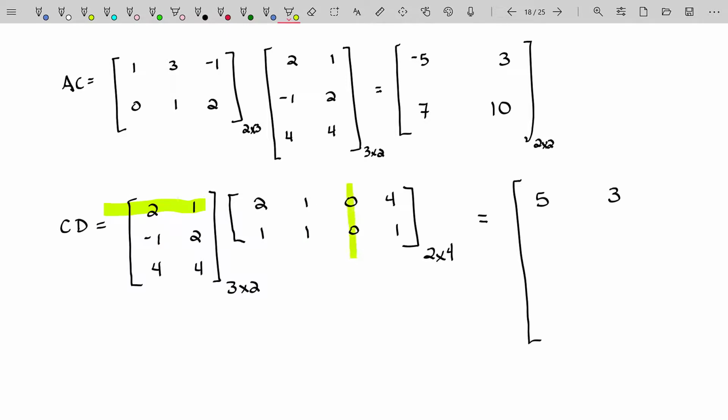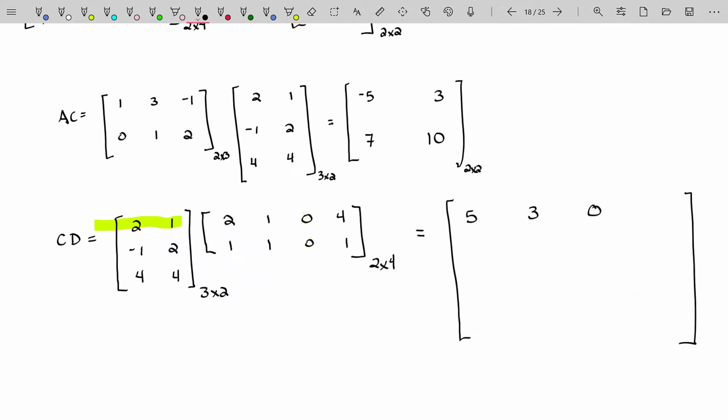Row 1, column 3, well actually that's 0 plus 0, that's kind of nice. And finally in row 1, we have row 1 times column 4. That's 8 plus 1 or 9. Now we move on to row 2, and that's going to be what?